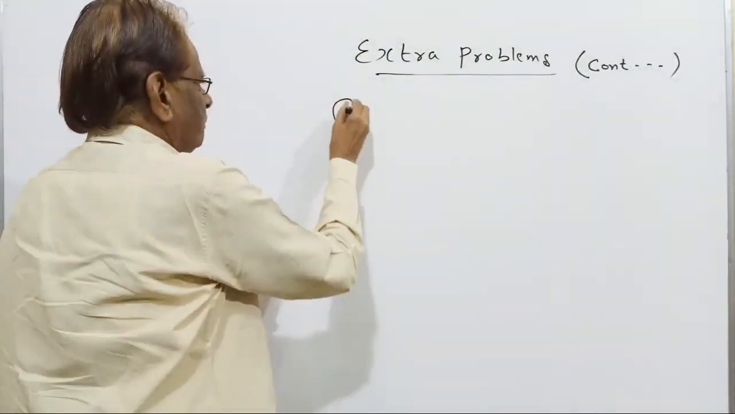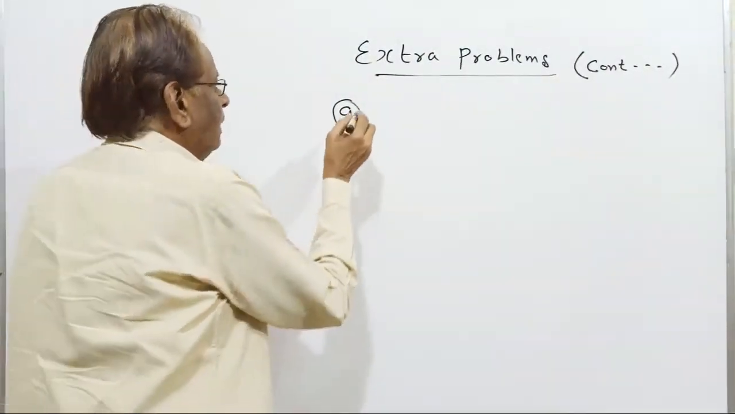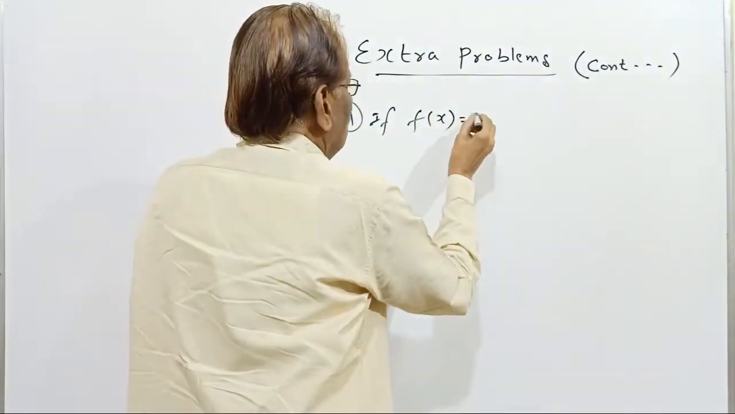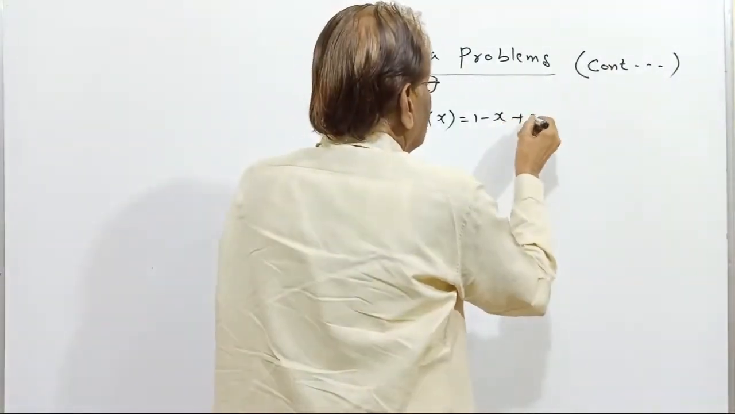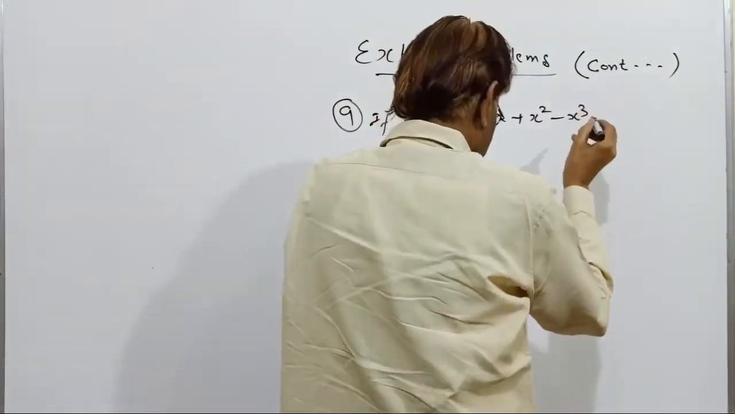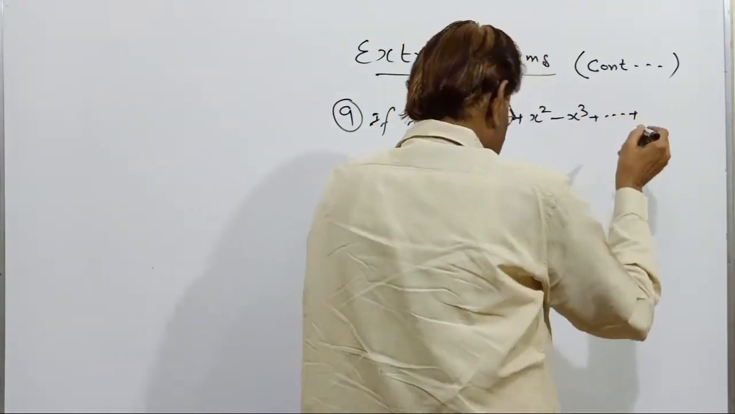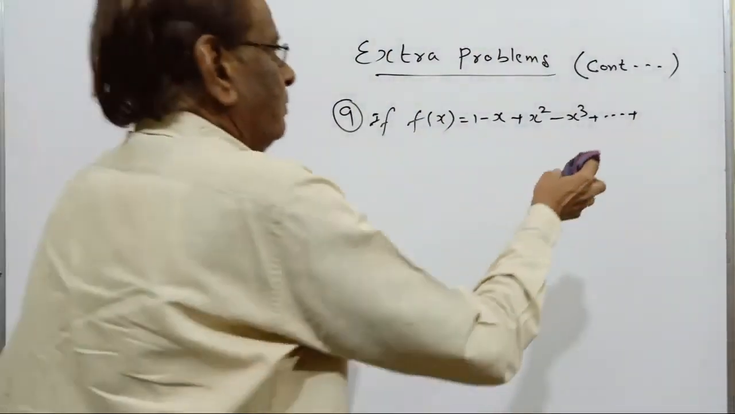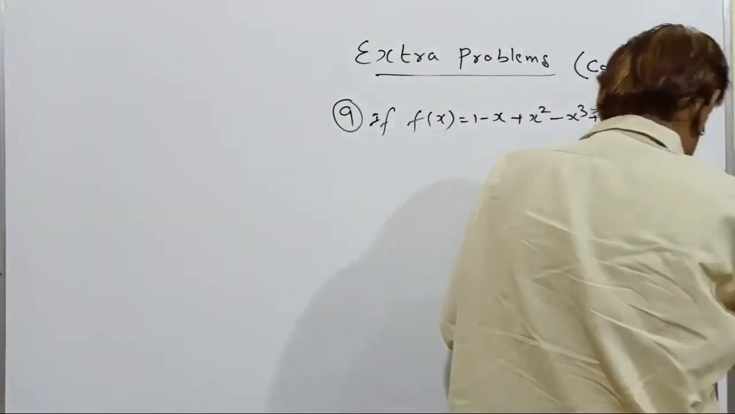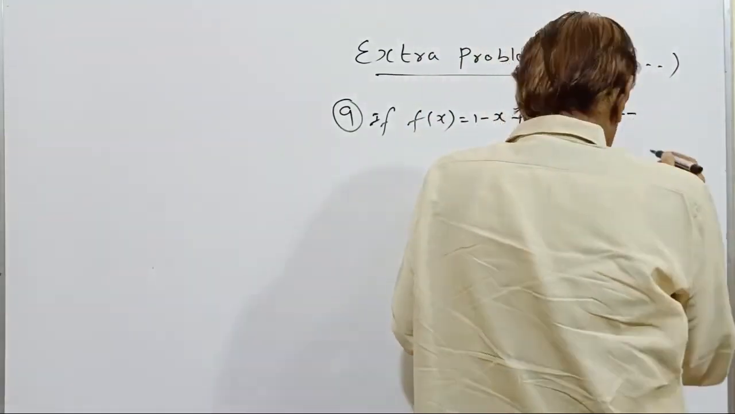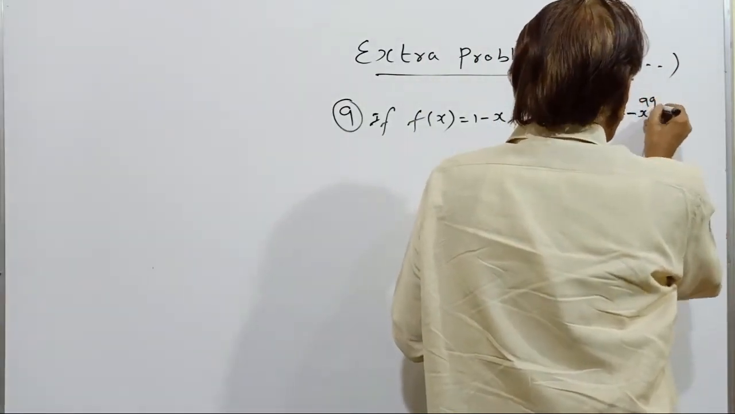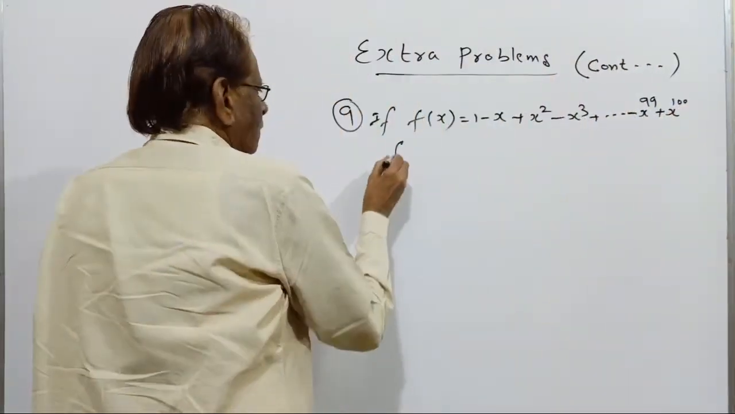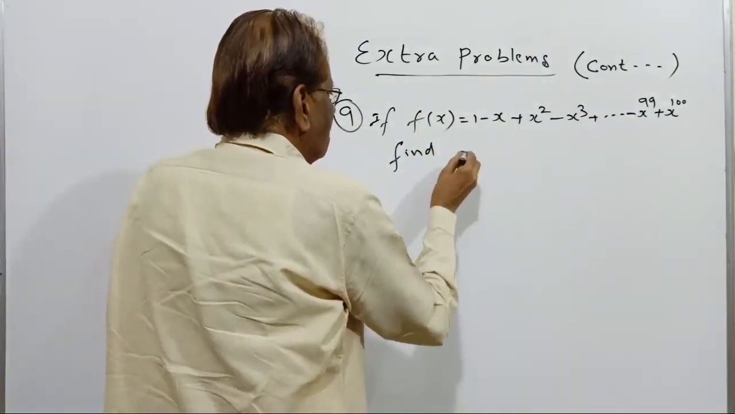Ninth problem. If f(x) equal to 1 minus x plus x squared minus x cube plus dash dash minus x to the power of 99 plus x to the power of 100, find f dash 1.